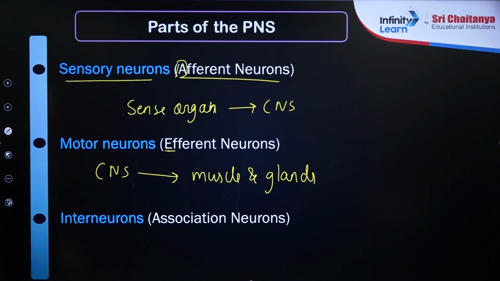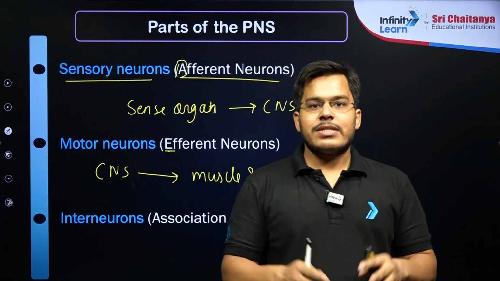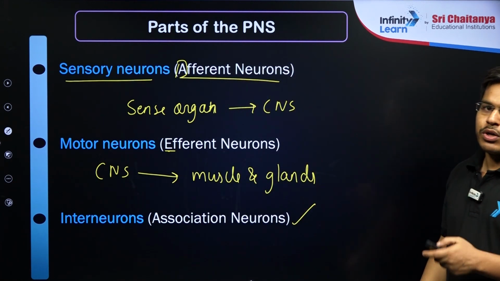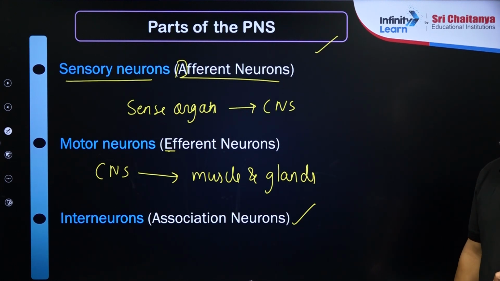After that, students, we are having the interneurons. These interneurons will be connecting the motor neurons and the sensory neurons in the CNS. So this is going to be your association neurons or the interneurons, the second type of classification based on the direction of the message of PNS.